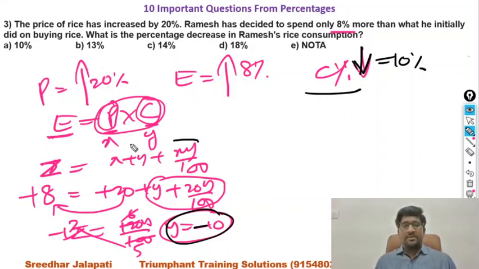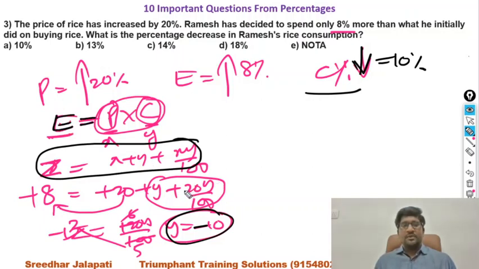So we applied x plus y plus xy by 100 as the variables in the question are related like this. Expenditure is equal to price into consumption. Hope you followed.